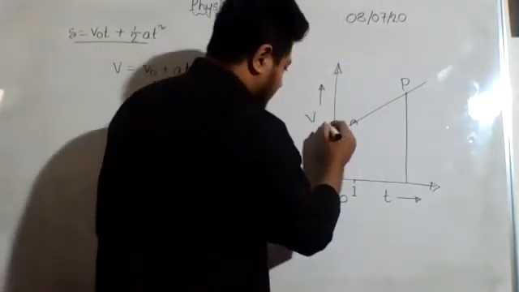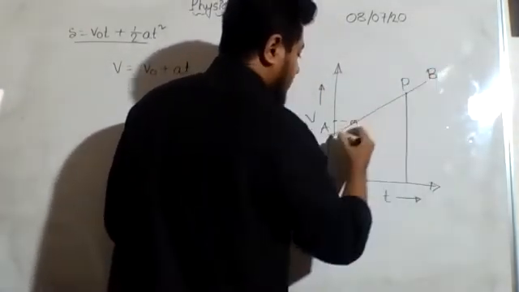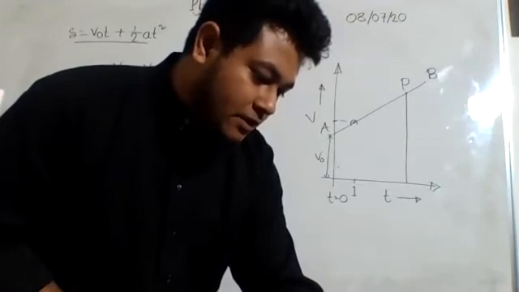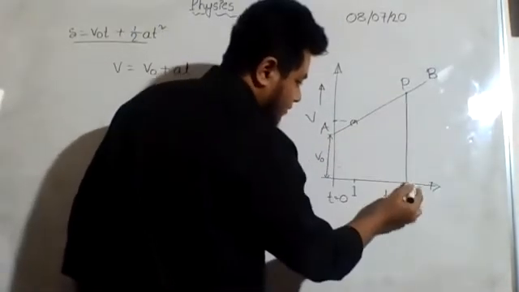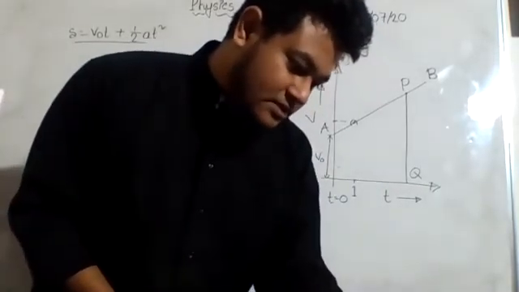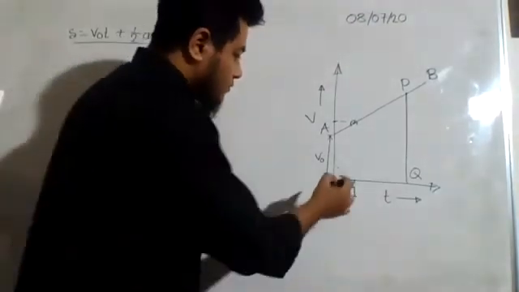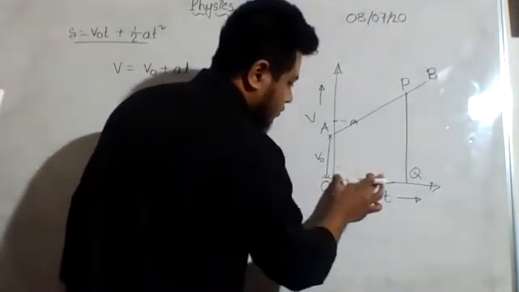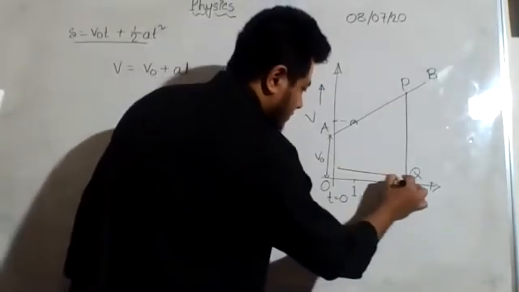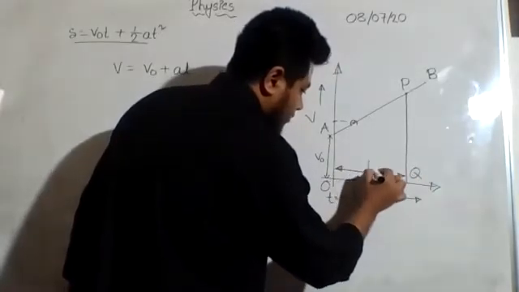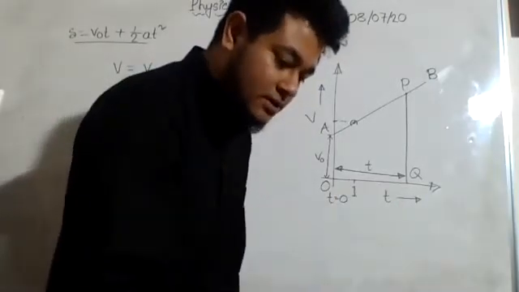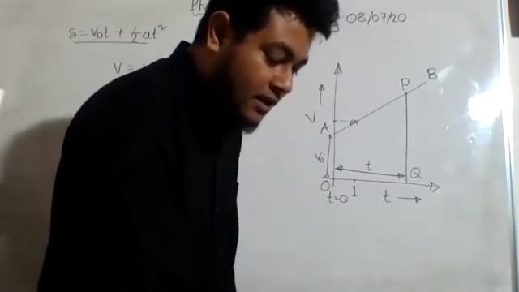This line they have named as AB. On the same line AB, I have taken a point P. PQ is the perpendicular drawn on the x-axis. From P, if I draw a perpendicular, let us say this is PQ, then the distance covered in time OQ. This is O and this is Q. So OQ will be equal to our time T, because along the x-axis we have plotted time. It will be equal to the area AOQP.